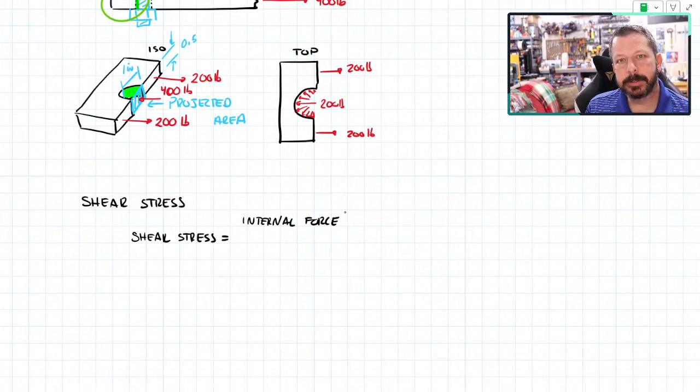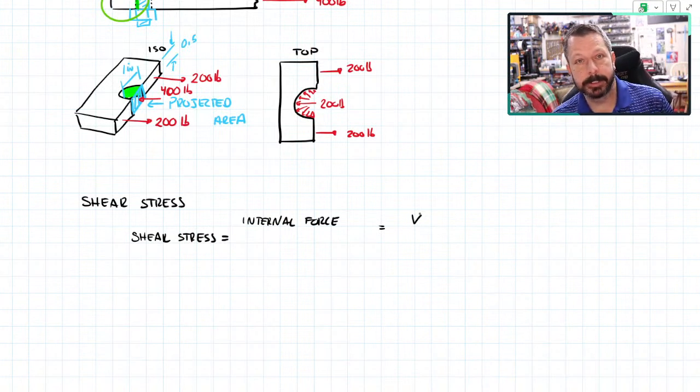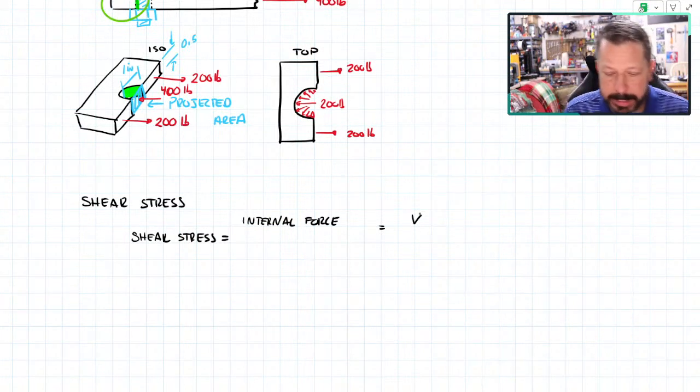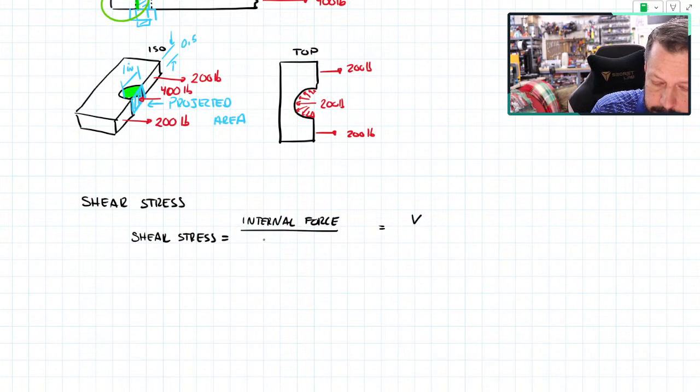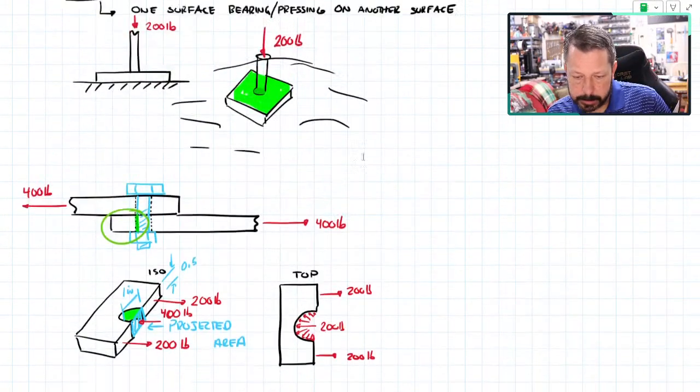and last time we used an F or a P for the internal force when we were talking about the normal stress. Here we usually use the letter V for saying it's a shear force. And it's divided by some kind of area, and we'll still use A for that. The big difference is this, though.